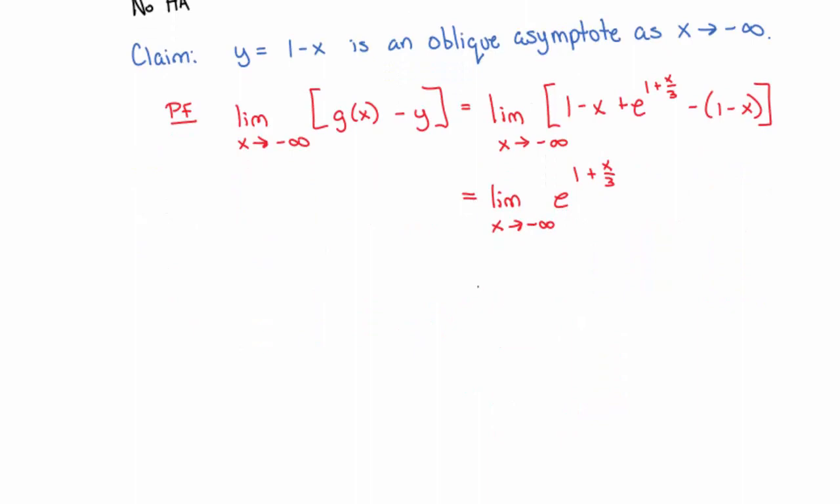And to be rigorous, let's go ahead and do this. This is the same thing as the limit as x goes to negative infinity of e times e to the x over 3. That's e to the first times e to the x over 3. And I can factor that e out. e times the limit as x approaches negative infinity of e to the x over 3. As x goes to negative infinity, we actually have previous theorems that tell us this tends to 0.